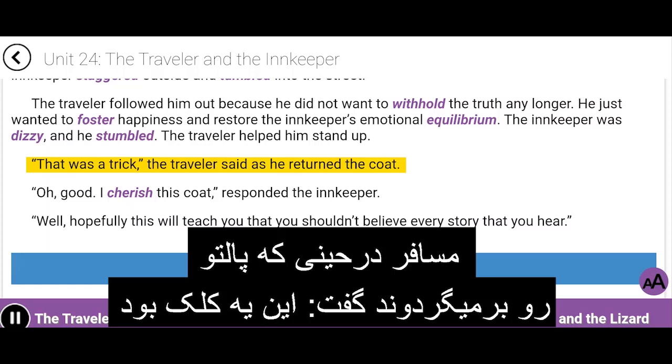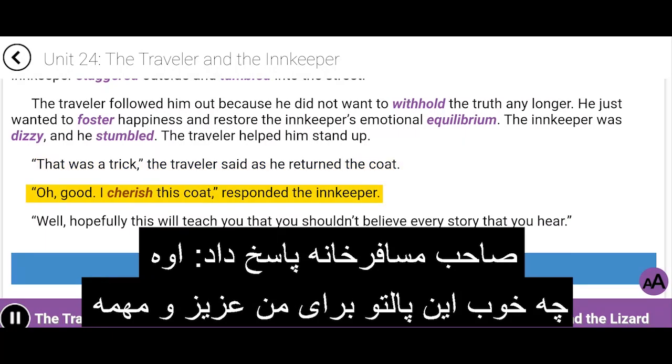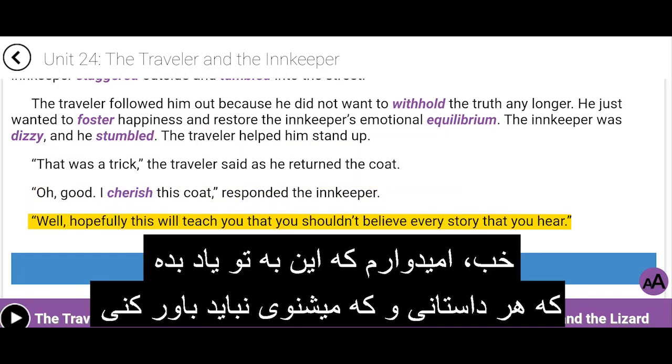"That was a trick," the traveler said as he returned the coat. "Oh, good. I cherish this coat," responded the innkeeper. "Well, hopefully this will teach you that you shouldn't believe every story that you hear."